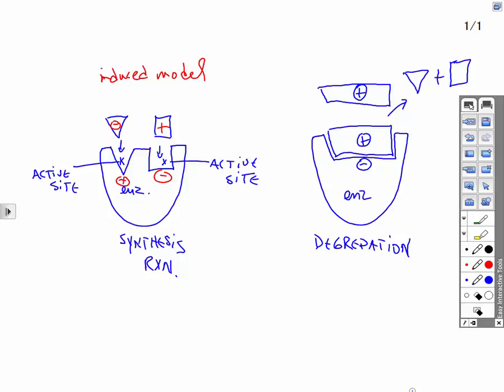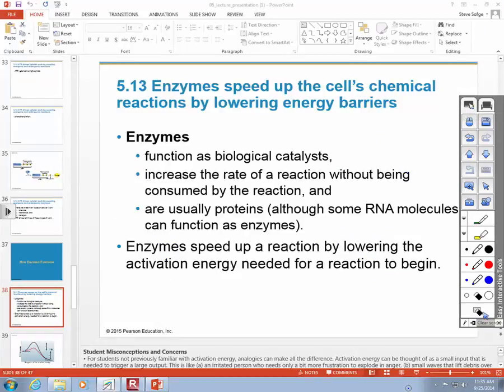So it's a degradation reaction. There. All right. Broke it into two units is what we did. All right. So that's basically what's going on with our enzymes. That's how they work. Okay. Hopefully I cleared that up.